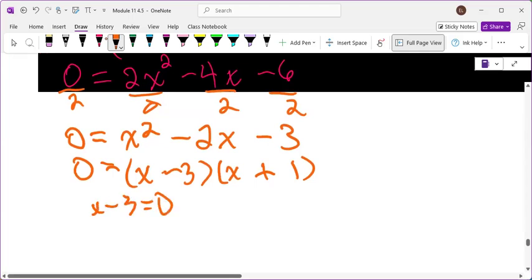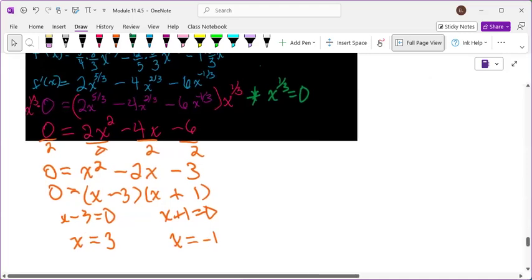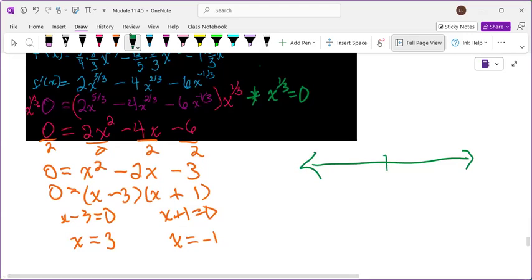X minus 3 equals 0 gives us a critical value of 3. X plus 1 equals 0 gives us a critical value of negative 1. And then we got that 0 from earlier. So those are all of our values. A 0, a negative 1, and a positive 3.